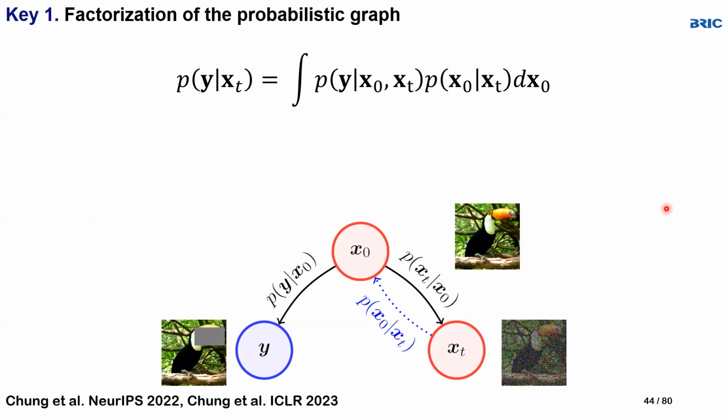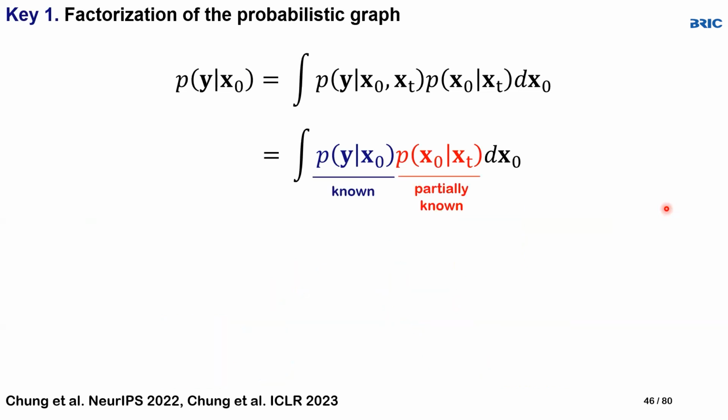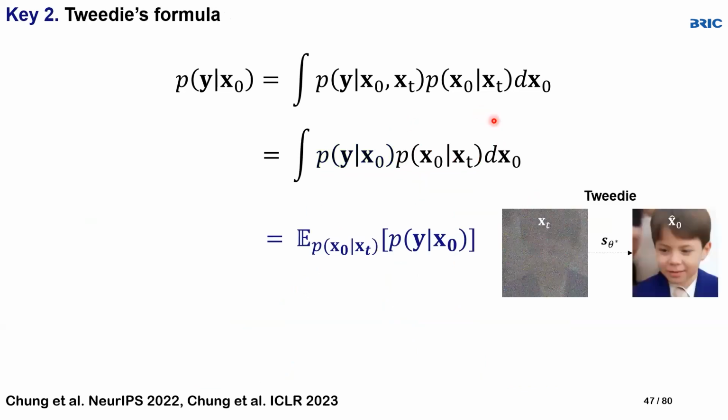The first key comes from the factorization. Since x0 is conditionally independent of y given xt, we can factor the integrand as follows, where the former term is what we know, and the latter term is what we partially know. And by partially known, I mean that we know how to obtain the posterior mean of the distribution, which is given by Tweedie's formula.